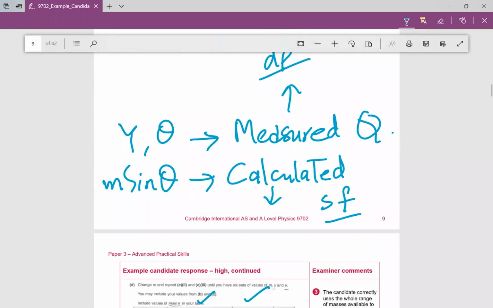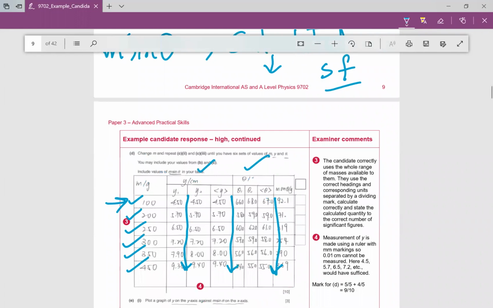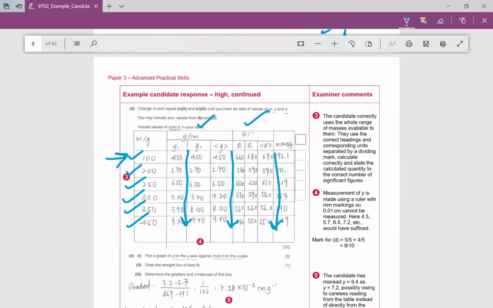When you look at the decimal places, you can see that the decimal places for y are the same throughout, and the decimal places for theta are the same throughout. Whereas when you look at m sine theta, the significant figures are 3 throughout the column. So this is one of the things that you need to very, very carefully understand.